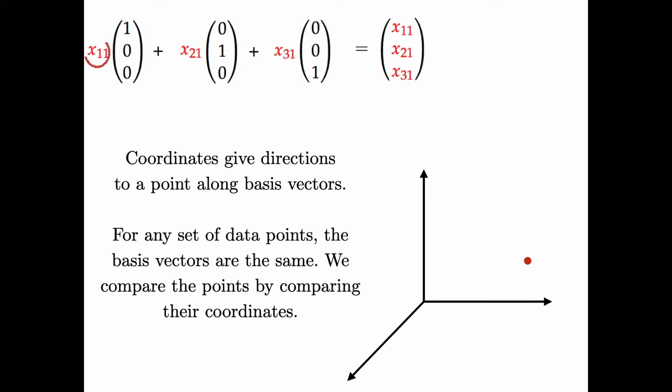None of this should be groundbreaking to you, but for instance here, x11 tells me how far I should go along that x direction. Typically we call that the x, the y, and the z, so I'm going to use that here. The x21 tells me how far to go along maybe the y direction. And then the x31 tells me how far to go in the z direction.